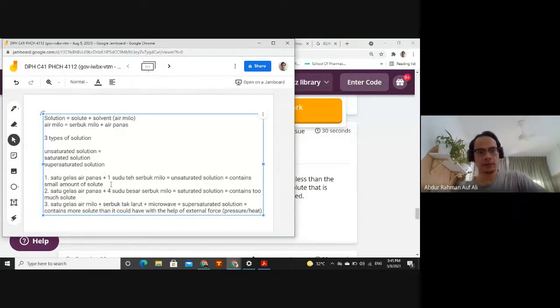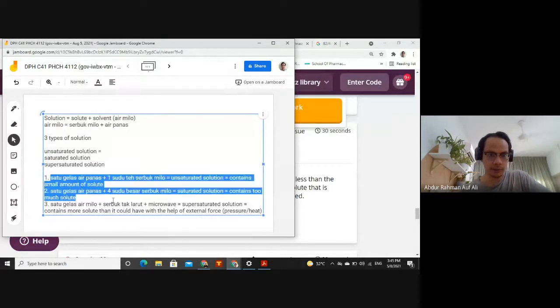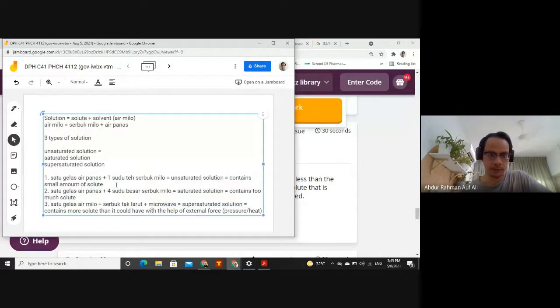Okay, so hopefully semua boleh relate dengan air Milo ni. Saya tak tahulah kamu buji sangat, kamu elite sangat, kamu tak pernah buat air Milo. So basically dengan satu contoh air Milo ni kita boleh nampak the types of solution.